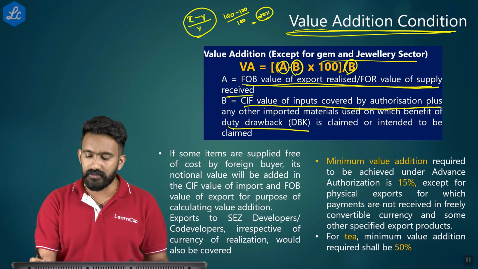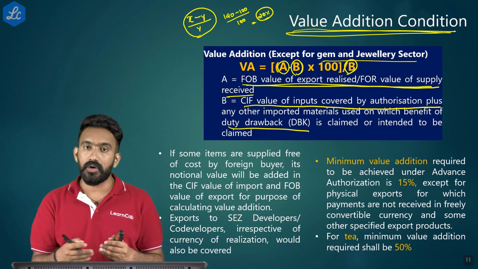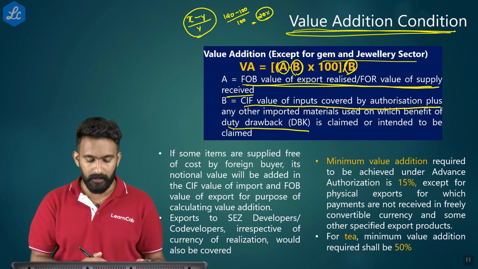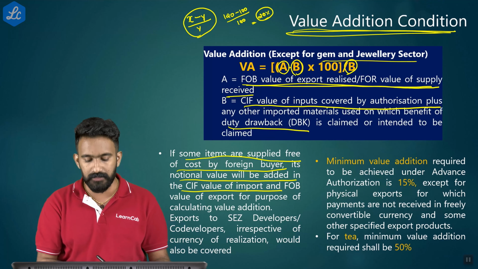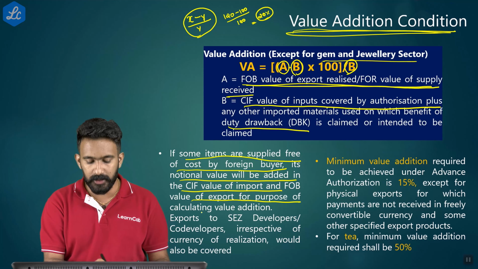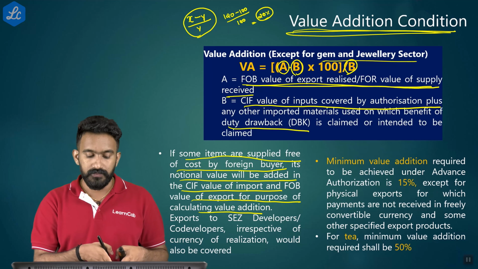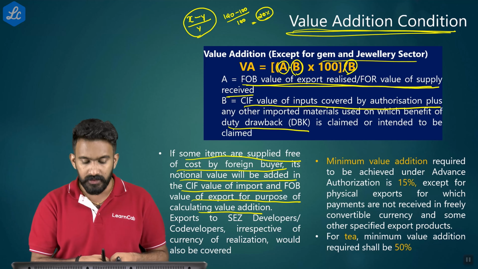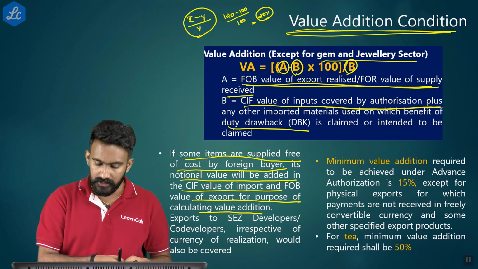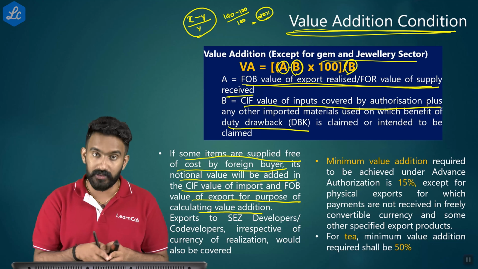CIF value of inputs covered by authorization plus any other imported material used for drawback, or you paid duty and you're claiming a drawback. So if some items are supplied free of cost by a foreign buyer, its notional value will be added in CIF value of imports and FOB value of export for the purpose of calculating value addition. So if there are some free imports happening because the foreign buyer is giving you that, then notional value will be added in import and FOB value of export. Both you will have to add because you're calculating a percentage.